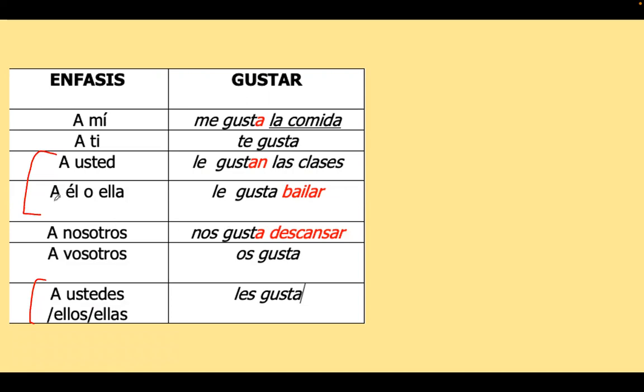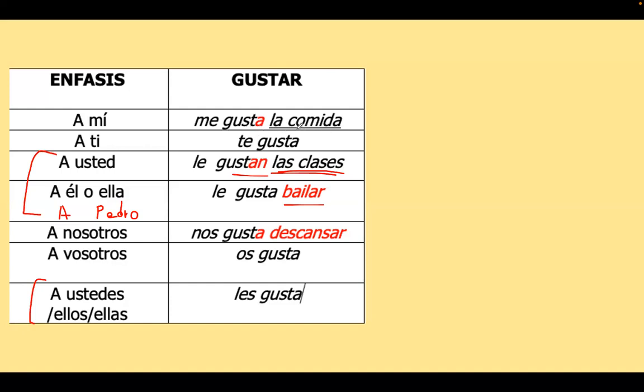Or if you don't want to use a él, you can use a Pedro le gusta bailar. And then you are clarifying exactly who the person is who likes the action. When after gustar there is an object that is plural, you have to use gustan. And after one object that is just singular, you have to use gusta.